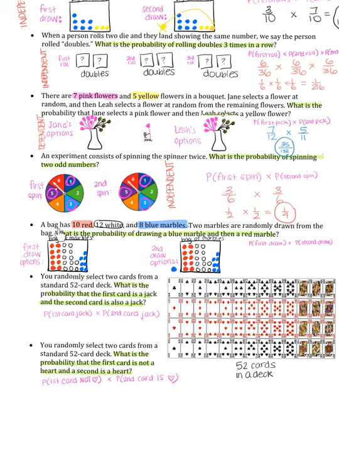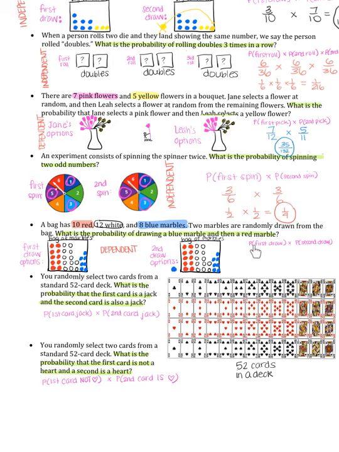In this example, a bag has 10 red marbles, 12 white marbles, and 8 blue marbles. Kind of looks patriotic. 2 marbles are randomly drawn from the bag. What is the probability of drawing a blue marble and then a red marble? Now notice, my first draw does not have me replacing the marble. Therefore, the options to draw from on the second draw will be different than the options on the first draw. That makes this dependent events.